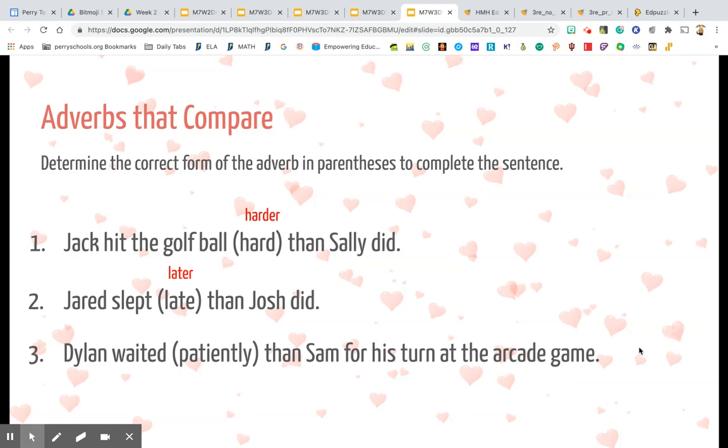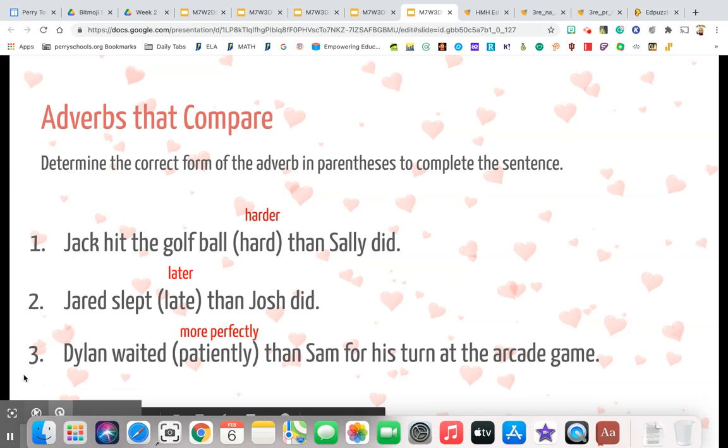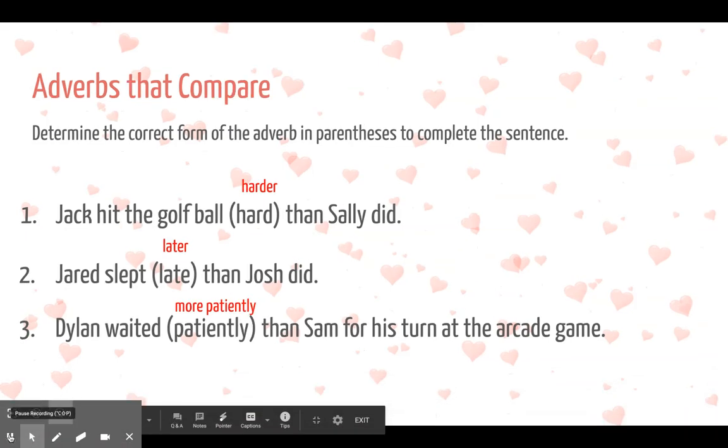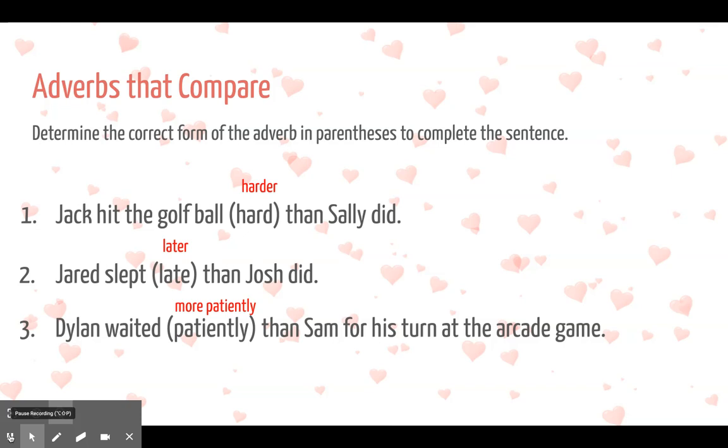Dylan waited patiently than Sam for his turn at the arcade game. You should have said more patiently. Waited is the verb, and we're describing how Dylan waited as patiently, but we're also comparing it to how Sam waited. So we would say more patiently.